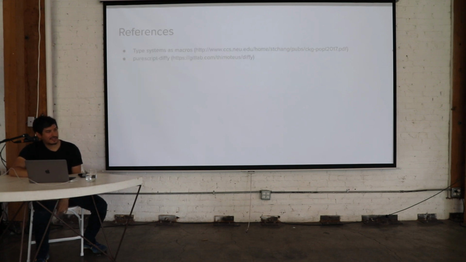Yeah, so here's a very short list of references. There's this Type Systems as Macros, which I mentioned I didn't look into that much, but looks really interesting. And the library, which I just published yesterday, I call it Purescript Diffie. It's on my GitLab. I'll probably mirror it on GitHub later.